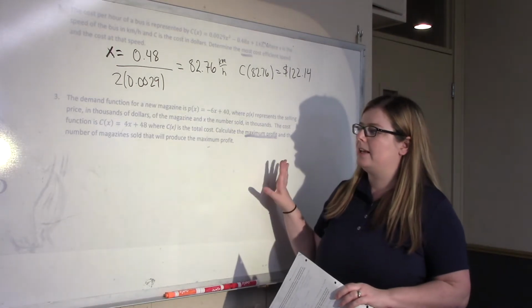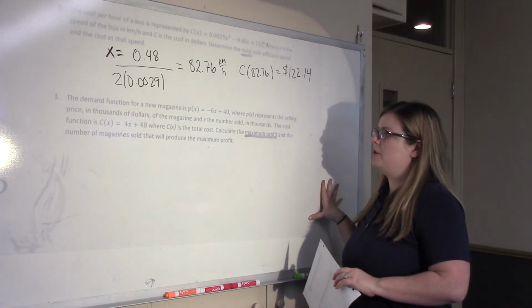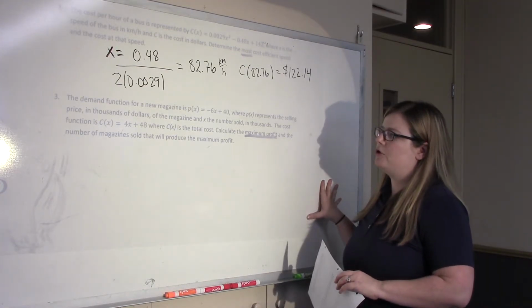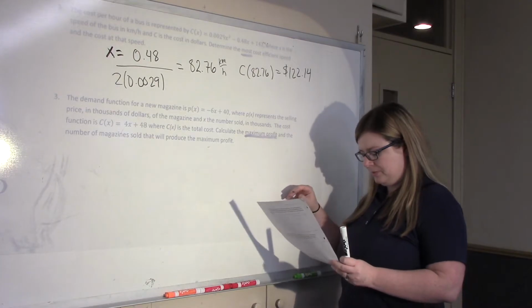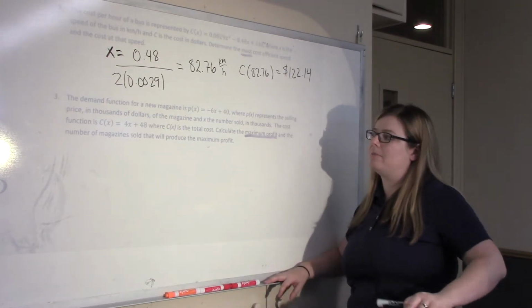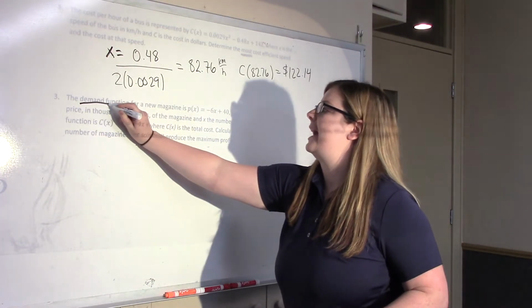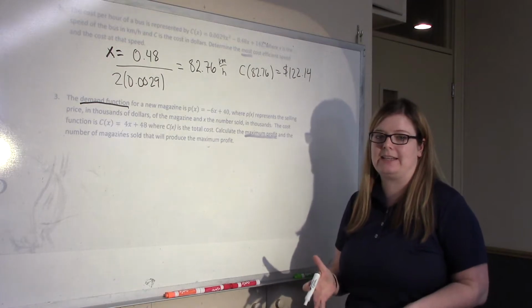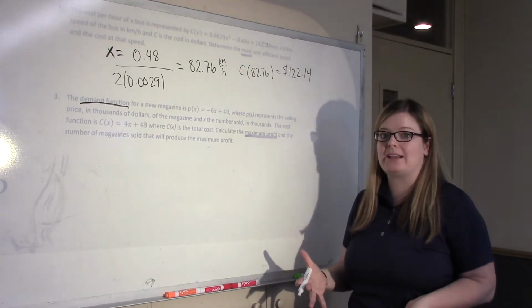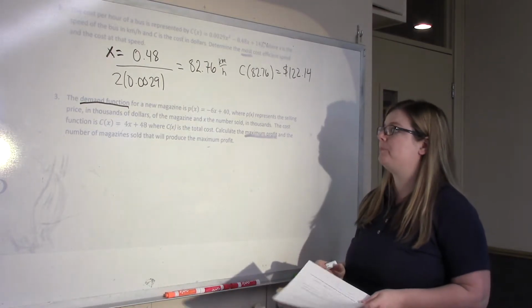Okay? Now with 3, demand function, okay? So the demand function for a new magazine is blah, blah, blah, blah. So demand function means basically how many are being sold, okay? So the demand function is how many magazines they're selling, or the demand for that magazine. So if you need to write that there on the side, that's an important thing to know.